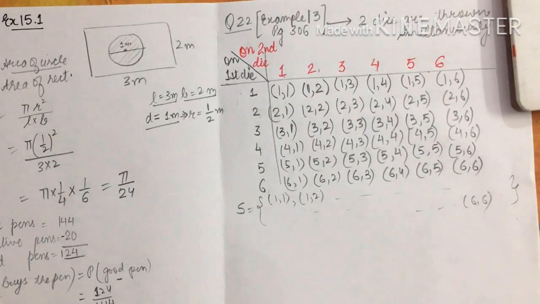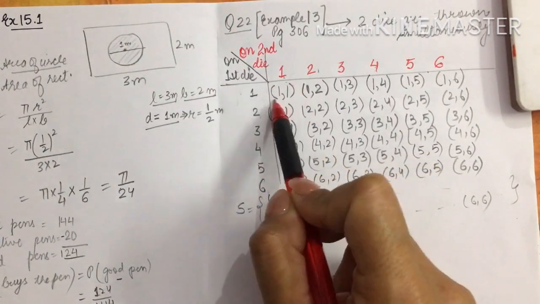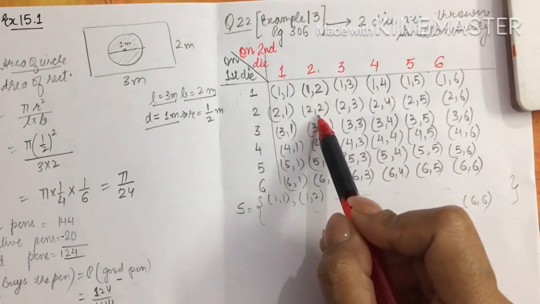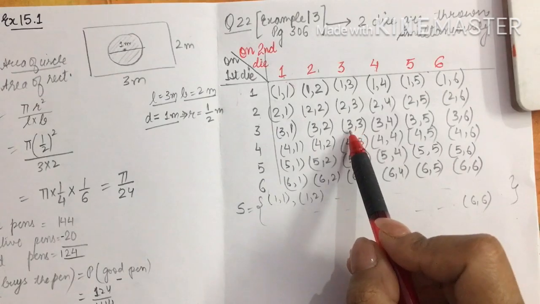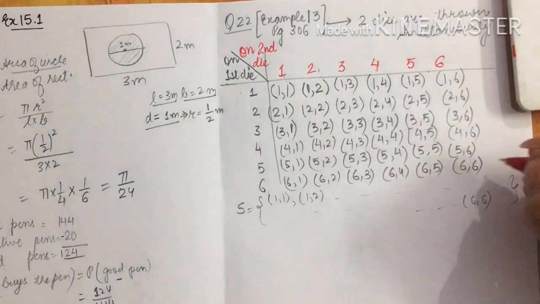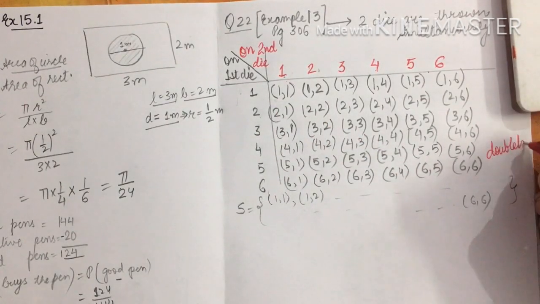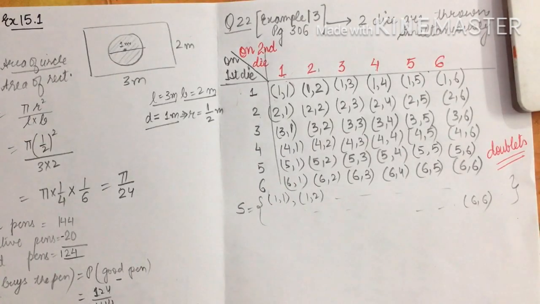Now you can note down one fact here. The outcomes in which the numbers on the two dice are exactly same. So this one, 1 on the first, 1 on second. 2, 2, same number on both. 3, 3, same number on both. These are called doublets.